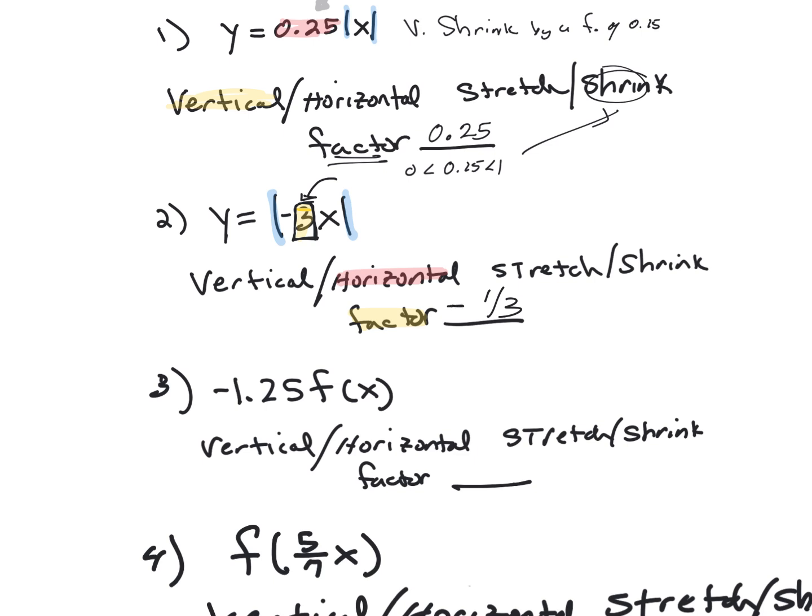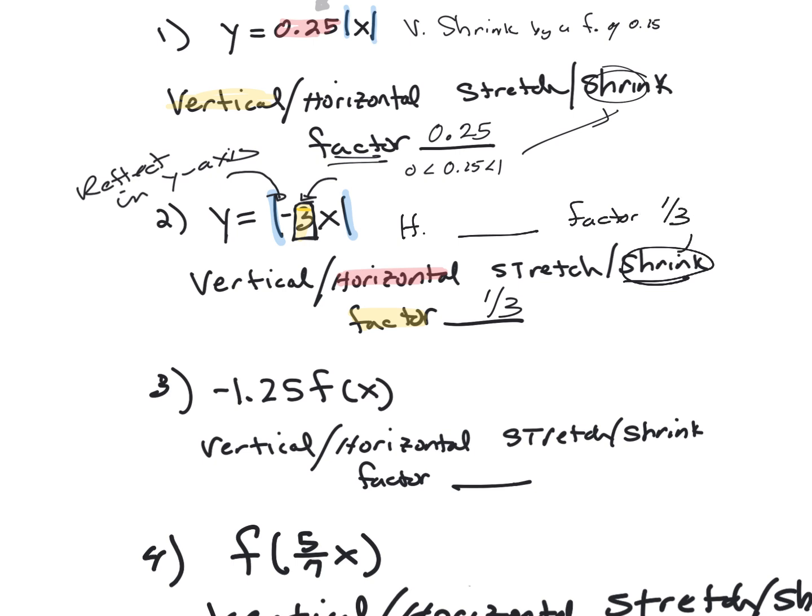The negative's not part of the factor. Remember, the negative is a reflection in the y-axis. So if you type the negative there, it'll mark you wrong. So it's just the reciprocal of 3, which is 1/3, and that's what you want to type in. And therefore, since 1/3 is between 0 and 1, that means it's a shrink. So it's a horizontal shrink. First, you have to determine what the factor is. The factor is the reciprocal of 3, which is 1/3. And since 1/3 is between 0 and 1, it's a shrink.